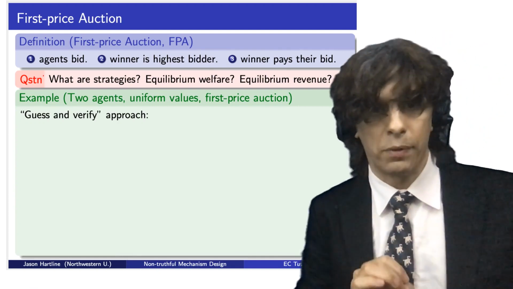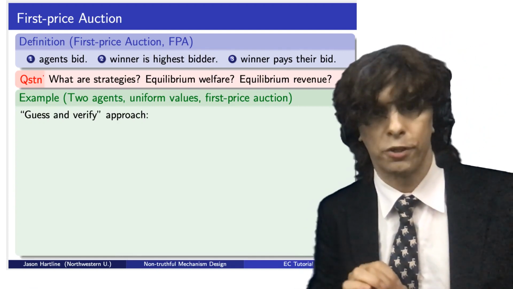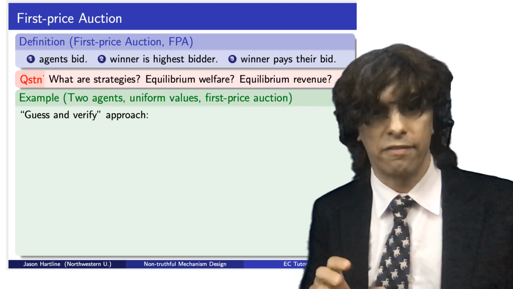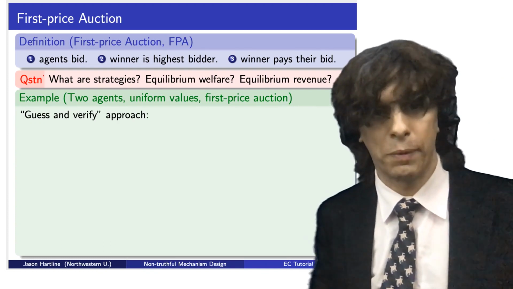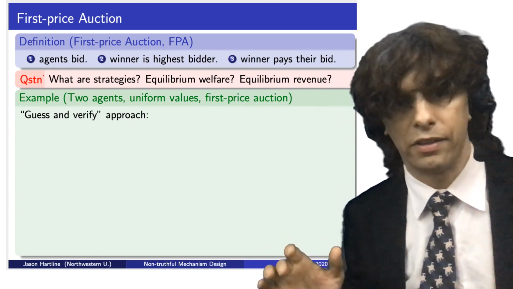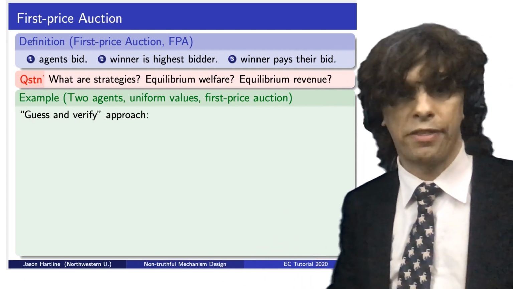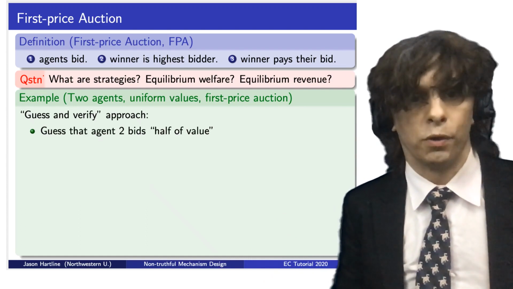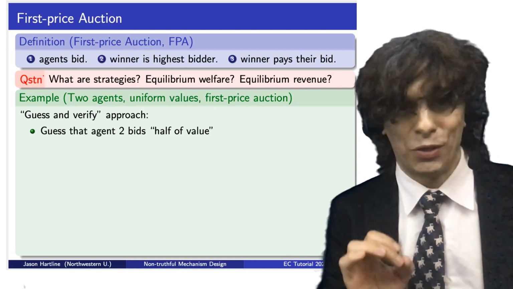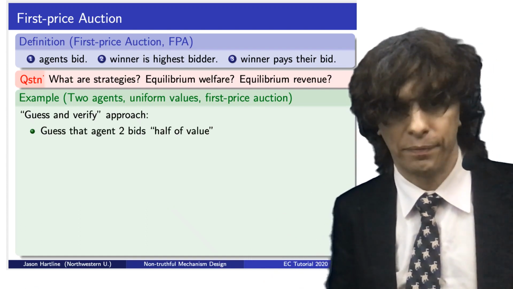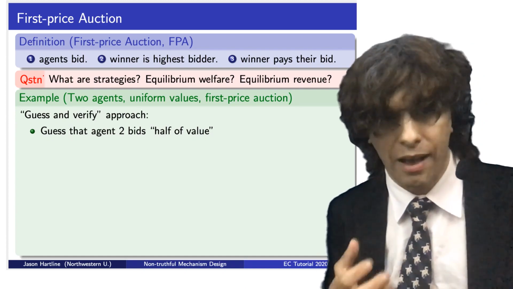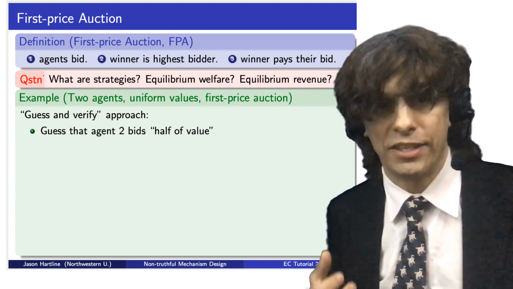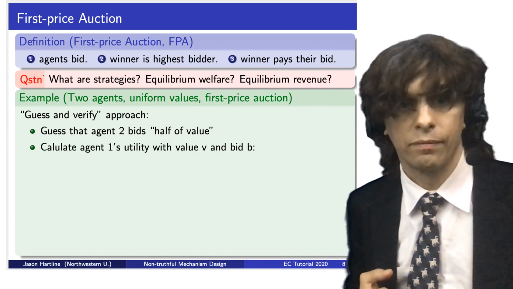Okay, so we'll look at the example again of two agents with uniform values in the first price auction. We're going to use the guess and verify approach here to identify equilibrium strategies, and later in this tutorial, we'll give a method for solving for these equilibrium strategies. Cool, so let's guess that agent 2 bids half of her value. And now, using this guess, let's ask what agent 1 is going to do.